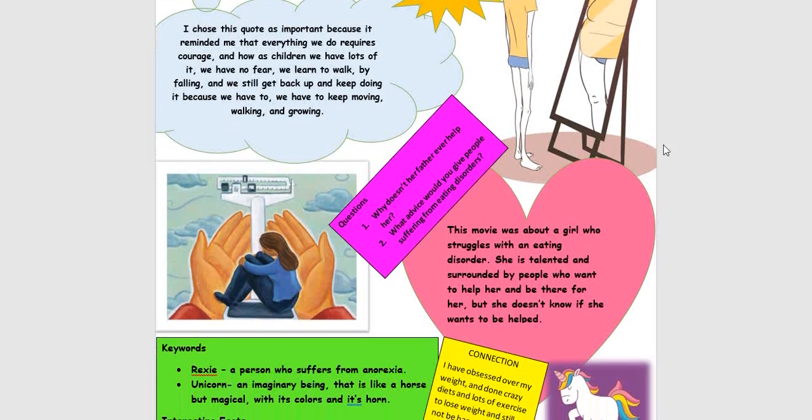Next, I included a picture that illustrates more or less the topic of this movie. Remember that the main character in the movie struggles with an eating disorder. Here we have a girl who is sitting on top of a weight scale. She seems to be worried, struggling. We also have these hands who are bigger than her. Hands, to me, symbolize protection from somebody else. So I thought this was a good picture to represent what the main idea of this movie was.